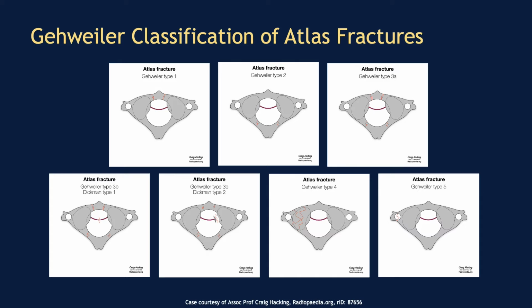Isolated posterior arch fractures can follow a hyperextension injury and are associated with a low energy mechanism such as ground level falls. It's also common to see coinciding odontoid fractures with this type of fracture. Similar to type 1, these fractures can be managed with a cervical collar.